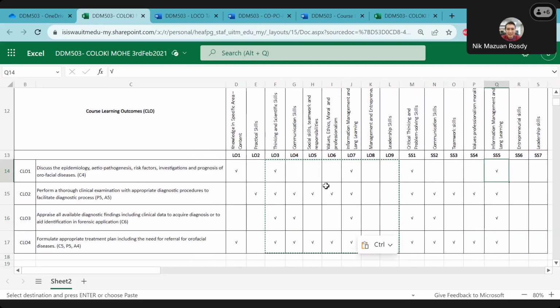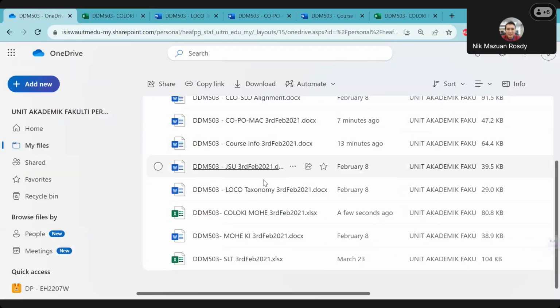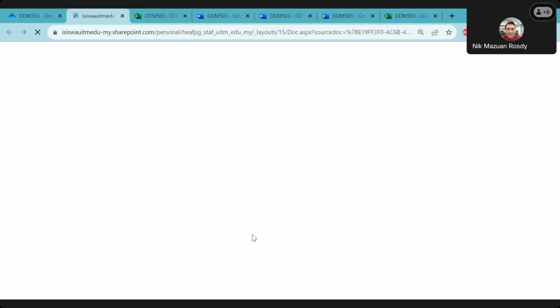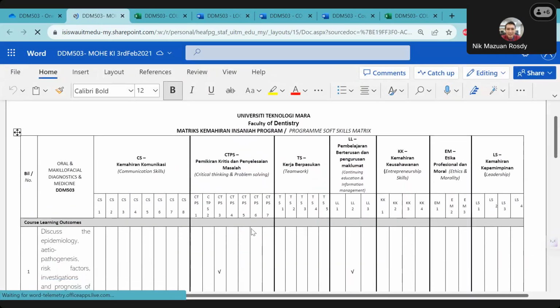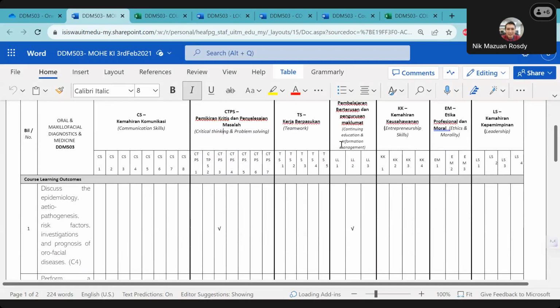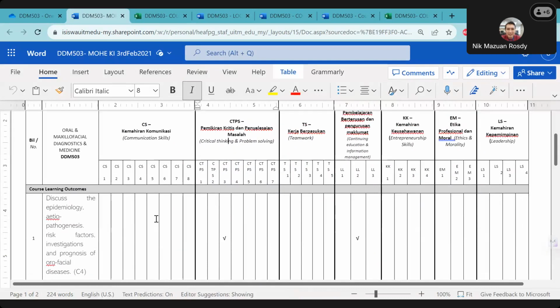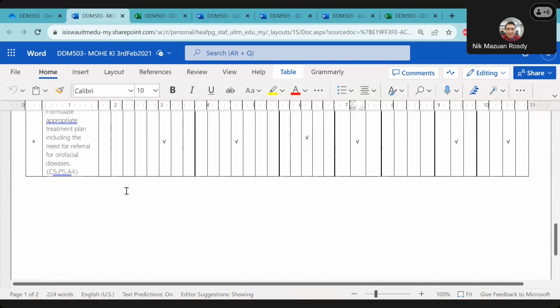Alright. There is a catch. This document is linked to another document, which I'm going to show you next. So after you are done with this, you go to the MOHE KI. Okay, so say number one just now, I mapped to critical thinking and lifelong learning. If you remember, for CLO1, I mapped to critical thinking and lifelong learning. So you have to tick here too. It must be the same as the previous document. All of this must be the same as the previous document.